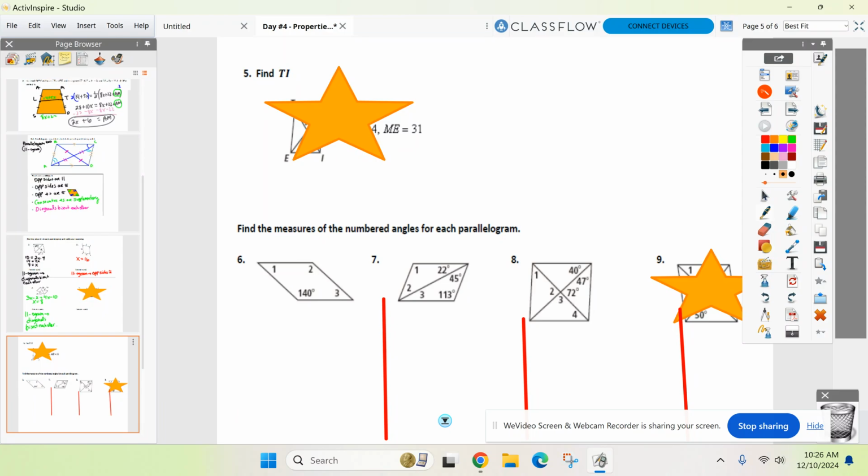Go ahead, you and your group. 4, 5, 6. I don't need any theorems. Please don't move on to 7. We'll do that one together.